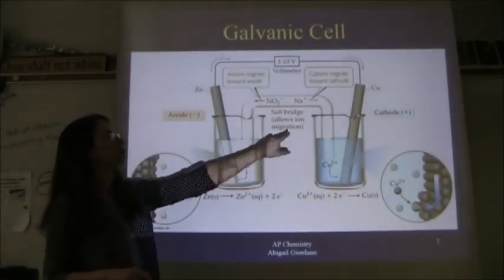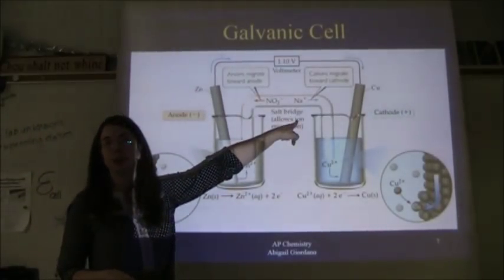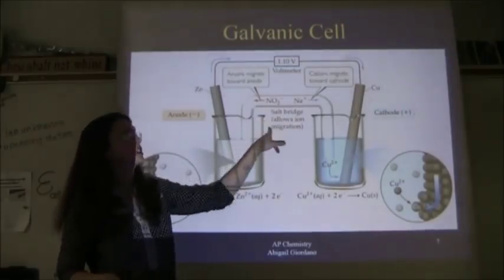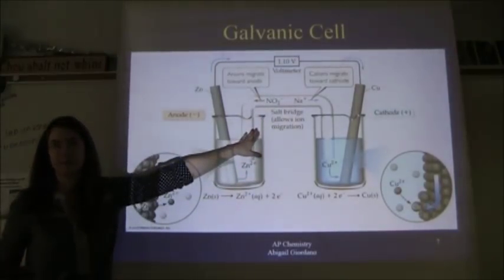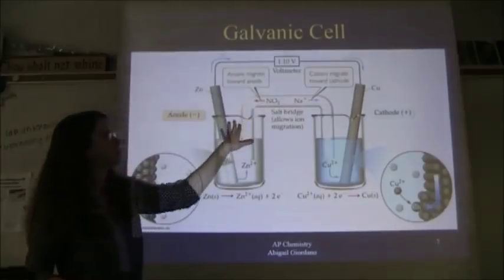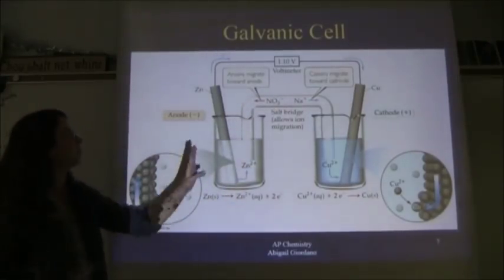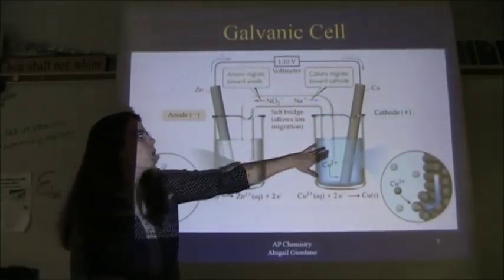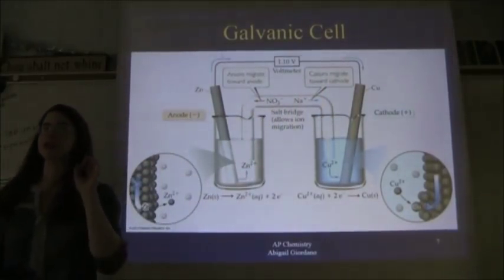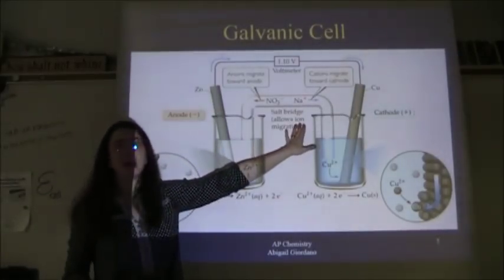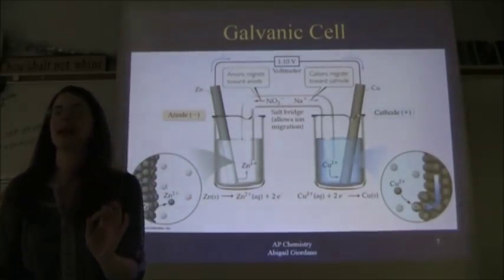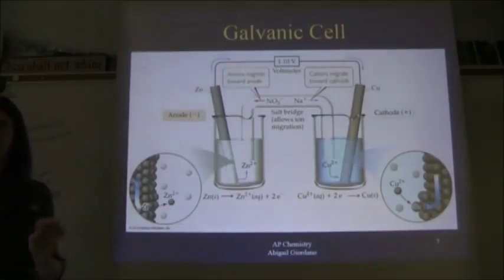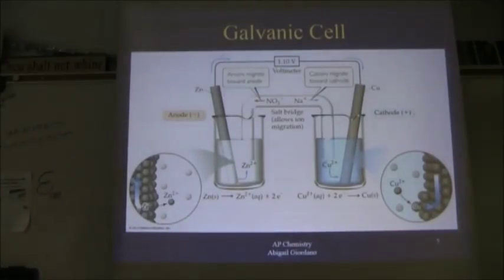We put in what's called a salt bridge. This completes the circuit. Now, what flows through a salt bridge? Well, let's make sure we've got this. Electrons flow through the wire. What flows through the salt bridge is not just ions, not just any ion, but spectator ions. What does that mean? An ion that isn't participating in our reaction at all.